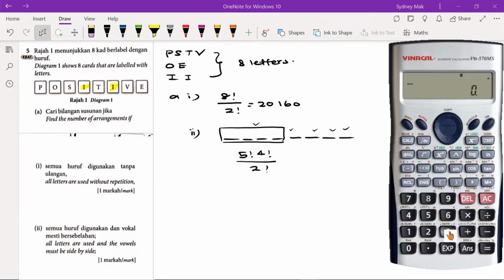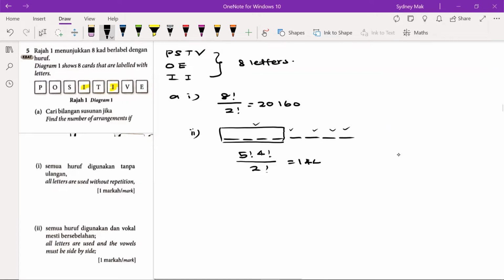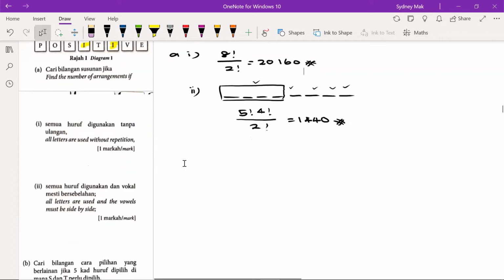Okay, with the help of calculator, let's key in 5 factorial times 4 factorial and divide by 2 factorial. So the answer will be 1,440 ways. So 1,440 ways to arrange the 8 cards. Okay, so done with part A.